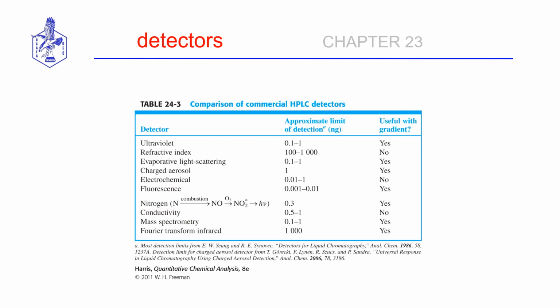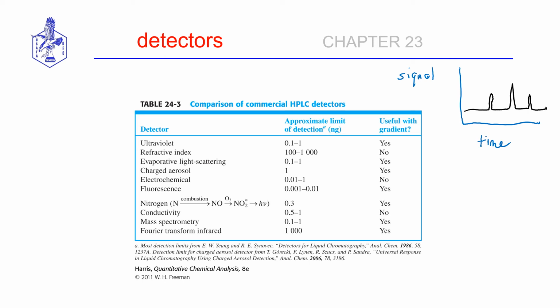Once the sample separation has occurred in the analytical column, I should have individual components coming off with respect to time. Okay, so I need to have some means of detection that's going to give me some form of an analytical signal as a function of time as different components come off the end of the column.